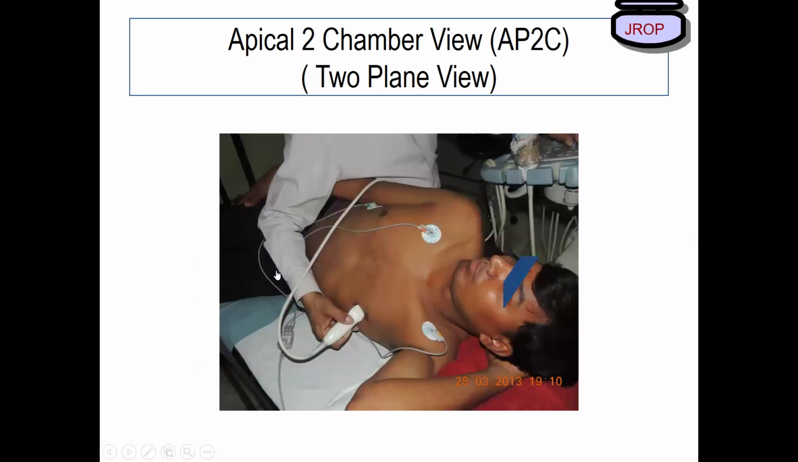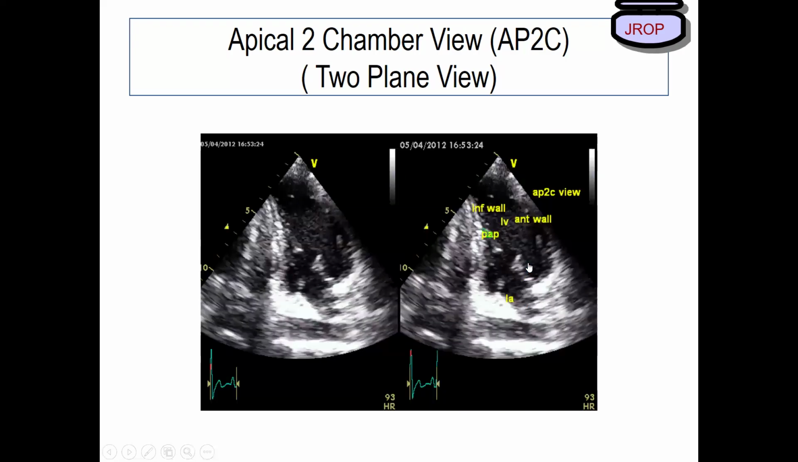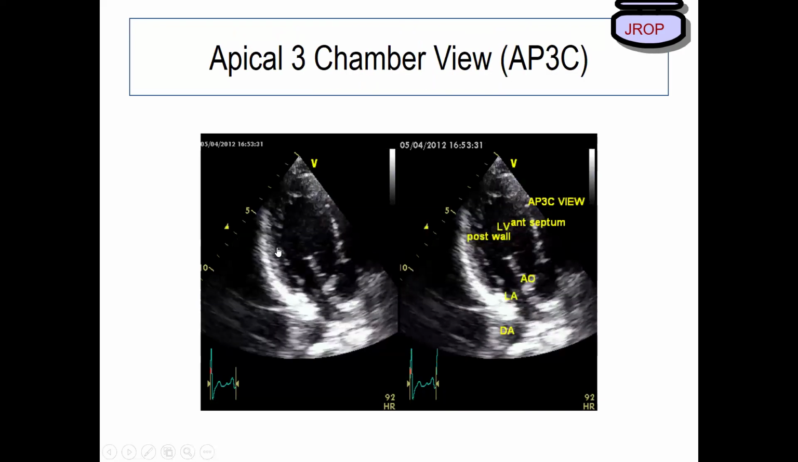In 4-chamber view, the lateral wall has the papillary muscles. Now in 2-chamber view, the inferior wall has the papillary muscles. And finally, we rotate further counterclockwise, and what we get is the posterior wall and anterior septum. And this is the aorta. And look carefully, what is this view?